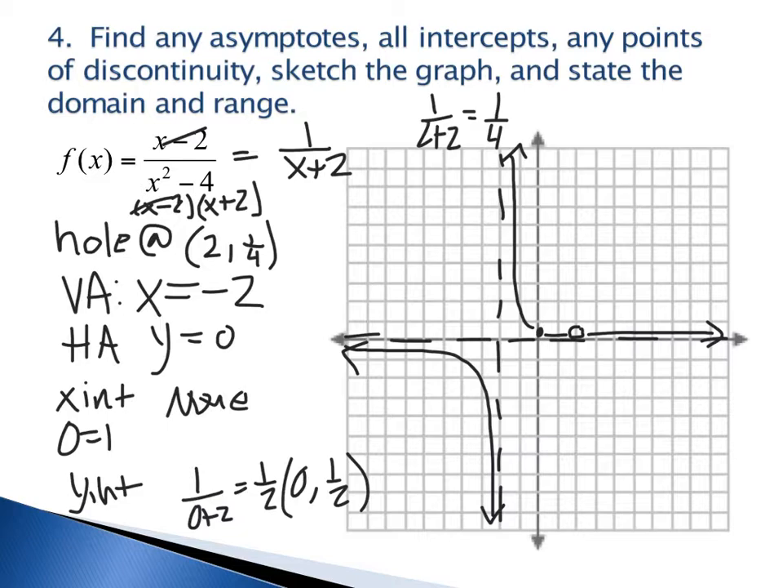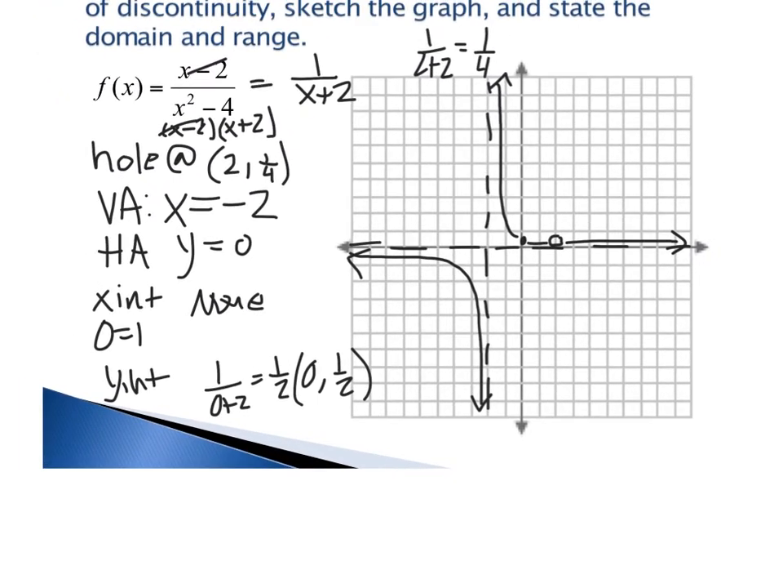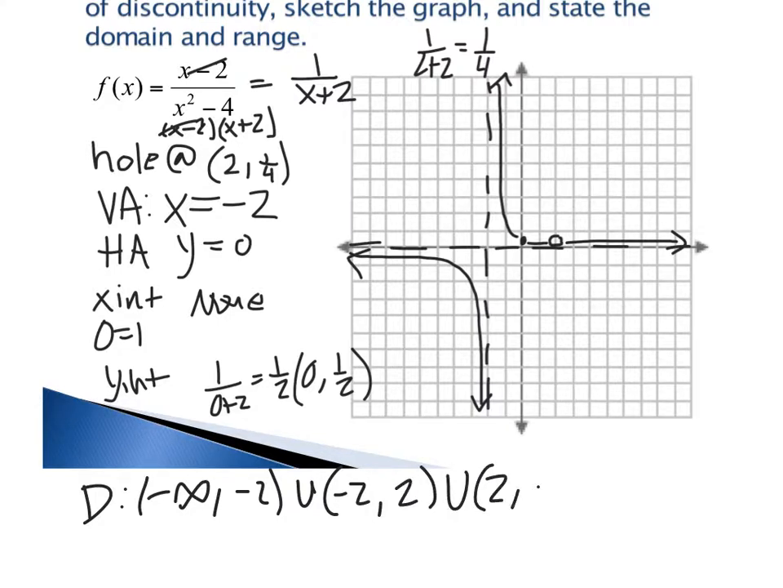Now let's do our domain and our range. I'm going to zoom up a little bit. So our domain, okay, it starts at negative infinity, and it goes to the asymptote at negative 2. Then it starts back up at negative 2 and goes to our hole, which is at positive 2. And then it goes from positive 2 to positive infinity. We're just looking at left to right.